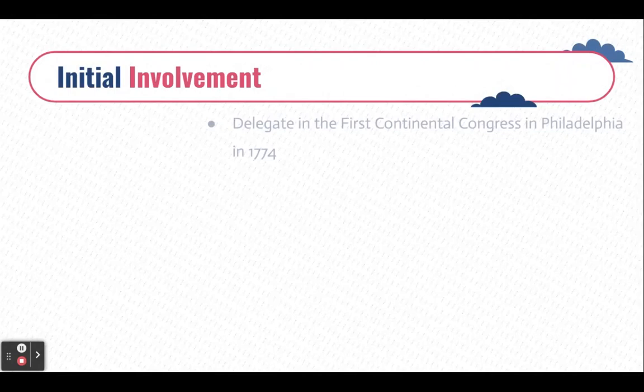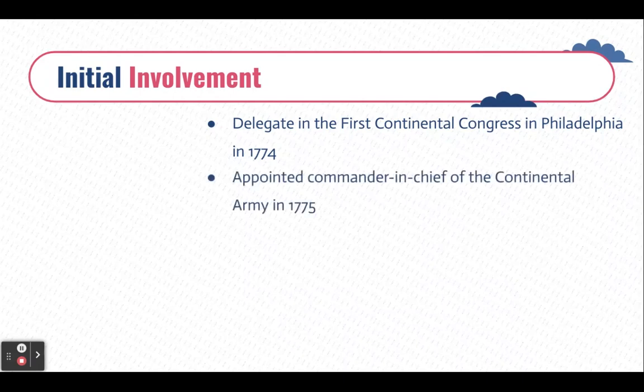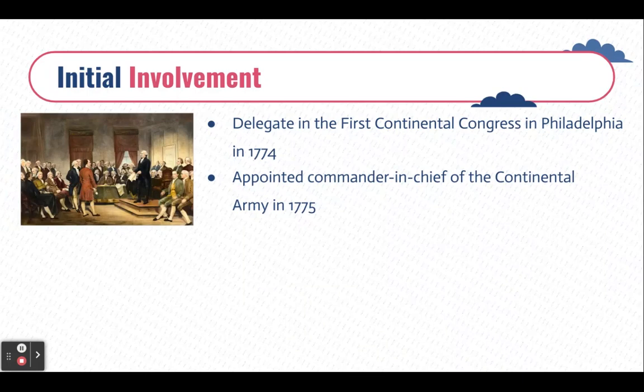George Washington had a lot of initial involvement within the Revolution. First, he was a delegate in the First Continental Congress in Philadelphia in 1774. Then, at the Second Continental Congress, he was appointed Commander-in-Chief of the Continental Army in 1775. On the left here is a depiction of what the Second Continental Congress may have looked like.